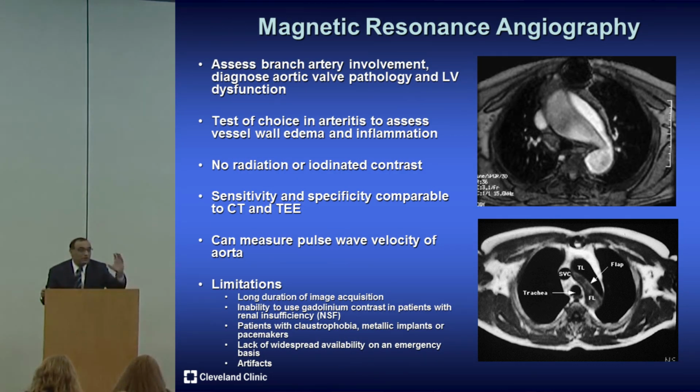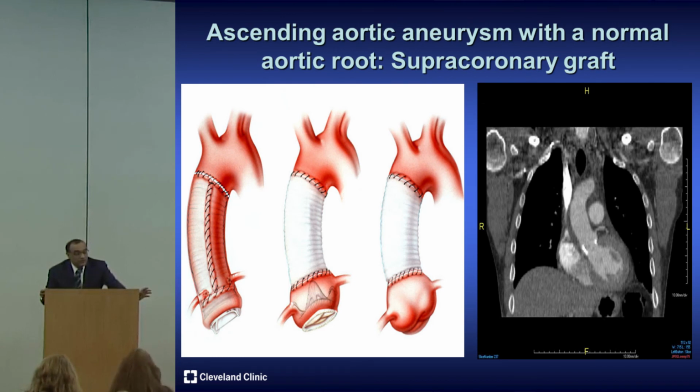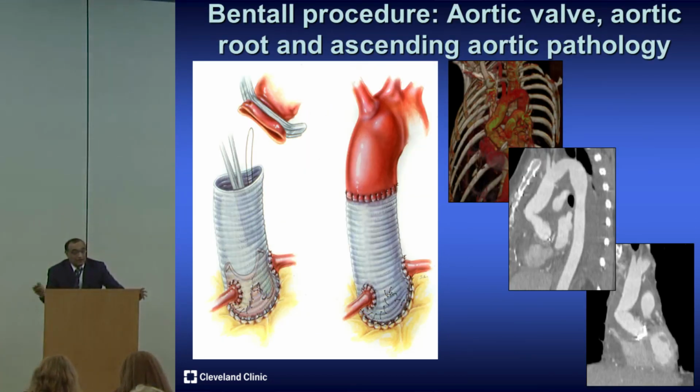MRI, same way, but not too many of us use MRI in an acute scenario because time is money. And I've shown you some of the pictures. We routinely do follow-up imaging to assess for complications as well as success of an operation. This is a CAT scan of a person who had a graft of the ascending portion of the aorta where the root was not involved. Or this is the CAT scan on the right of somebody who had a full-fledged Bentall procedure where we replaced the root, ascending aorta, and reimplanted the coronary artery.